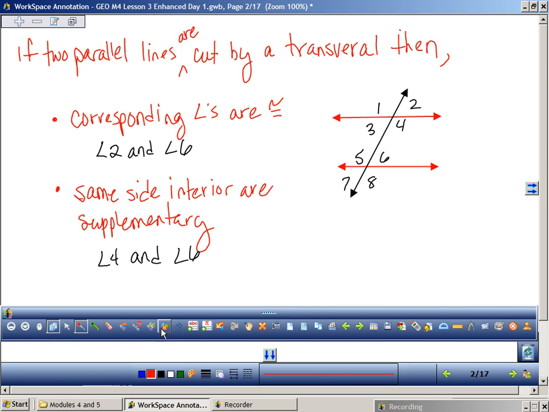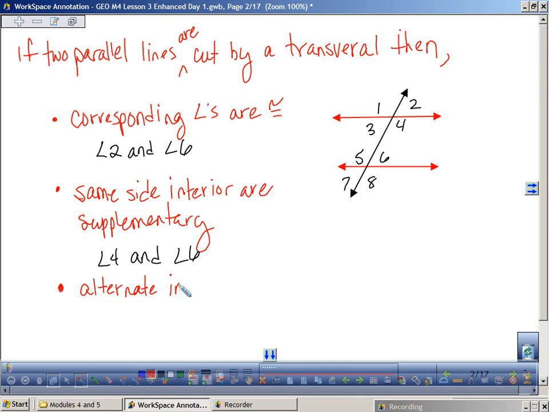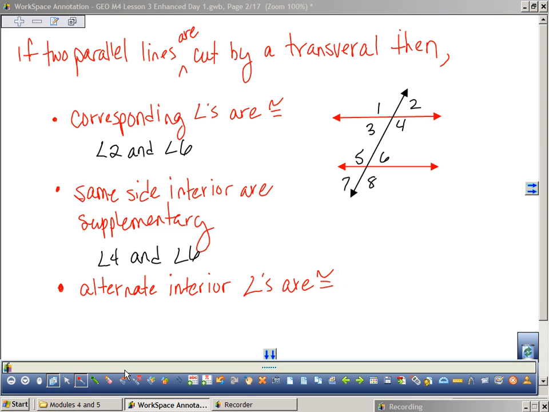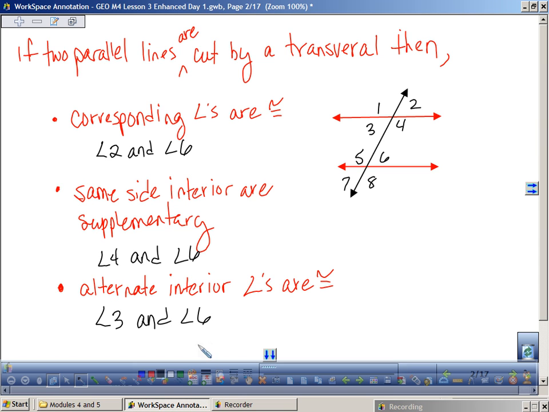Let's finish our summary. What else can you tell me? Another person. Let's hear it. Alternate interior angles are what? Are congruent. Give me some alternate interior angles. 3 and 6. Angle 3 and 6. Good. Angle 3 and angle 6. 5 and 4 also. Okay. This is what we did yesterday and the day before. Today we're going to reverse it.